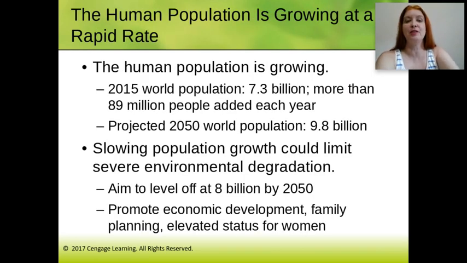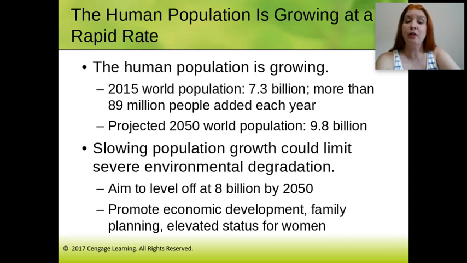So human population growing at a rapid rate. We are growing crazy fast. 2015, we were at 7.3 billion. I think now we're at 7.5, maybe 7.6 billion. More than 89 million people are added each year. By 2050, they're projecting us to be about 9.8 billion.